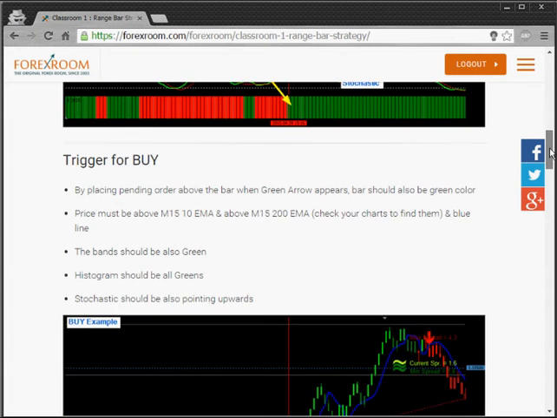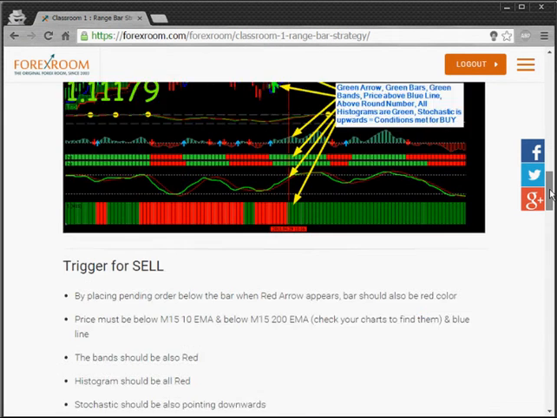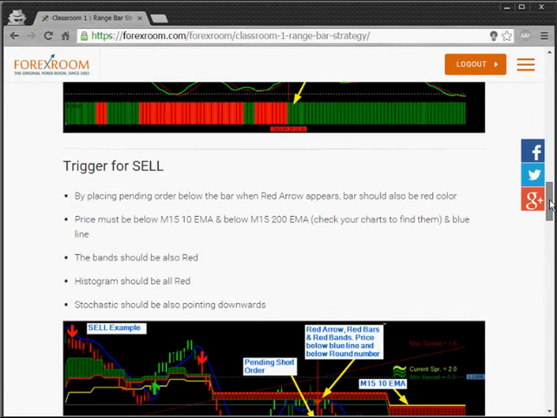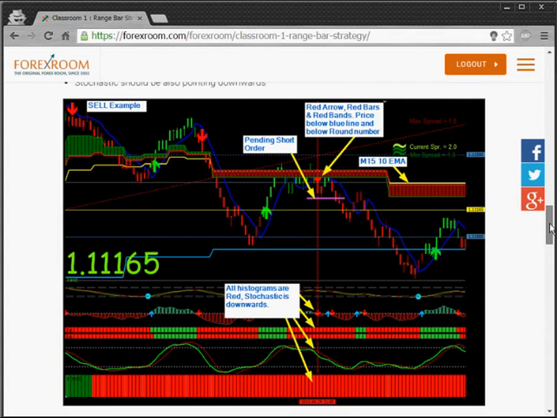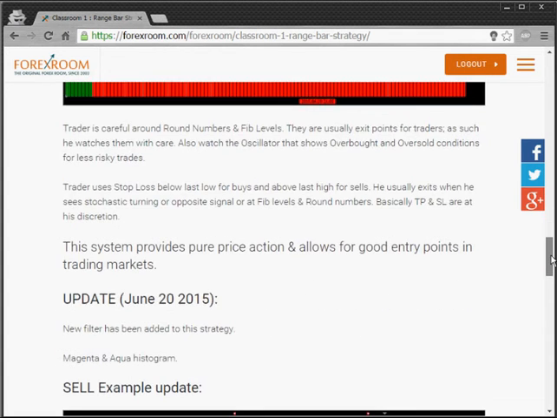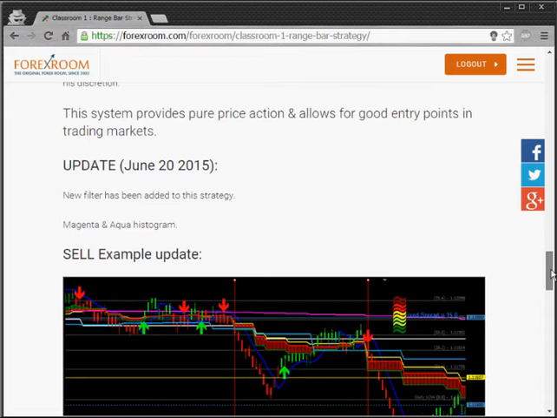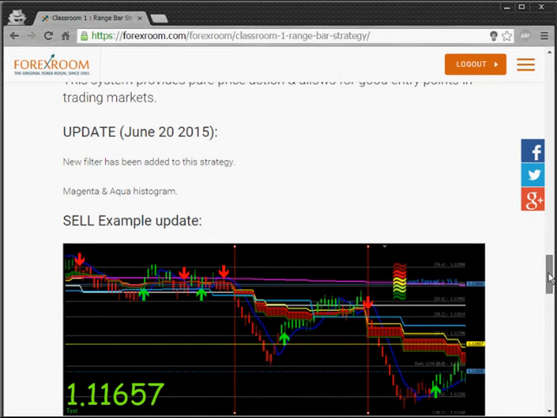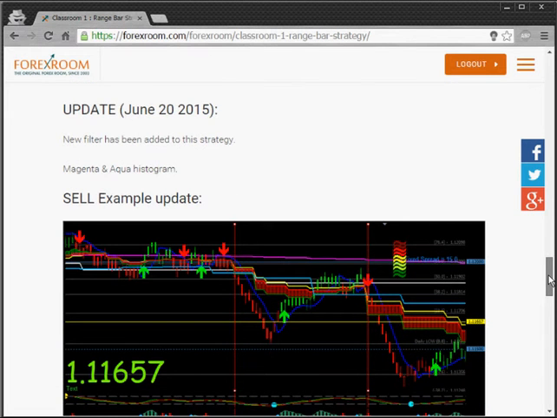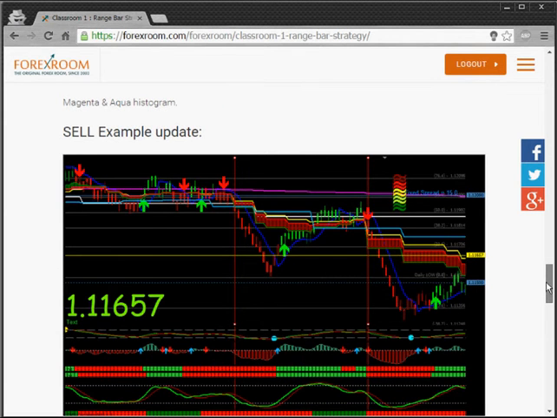The trader also details how he decides when to buy with an example, and how he decides when to sell with another example. If a trader has decided to add anything new to the strategy, he will update that information on this page.